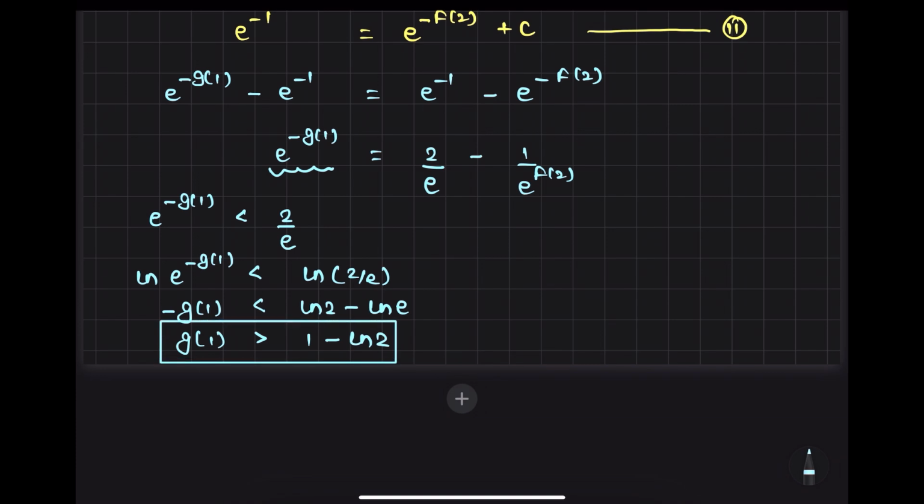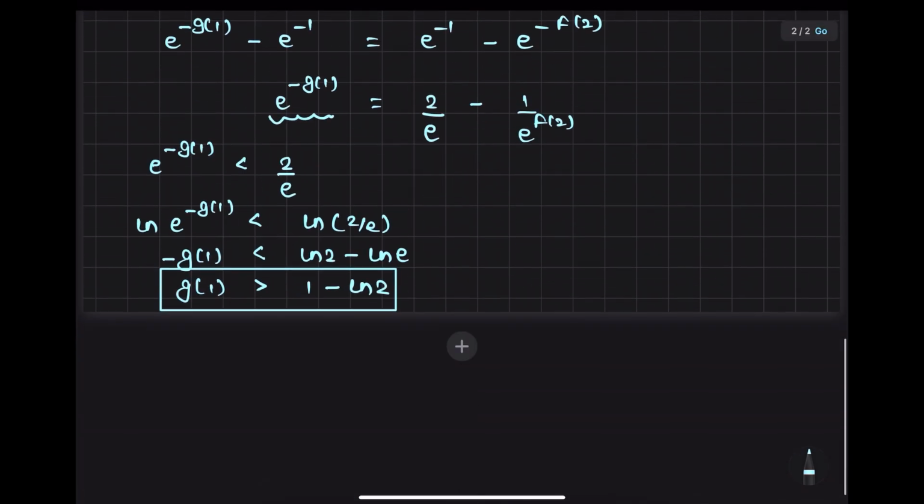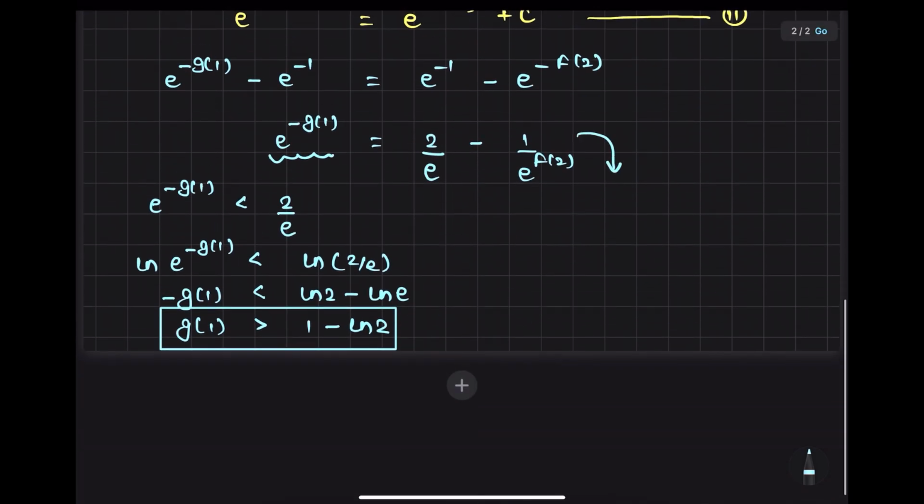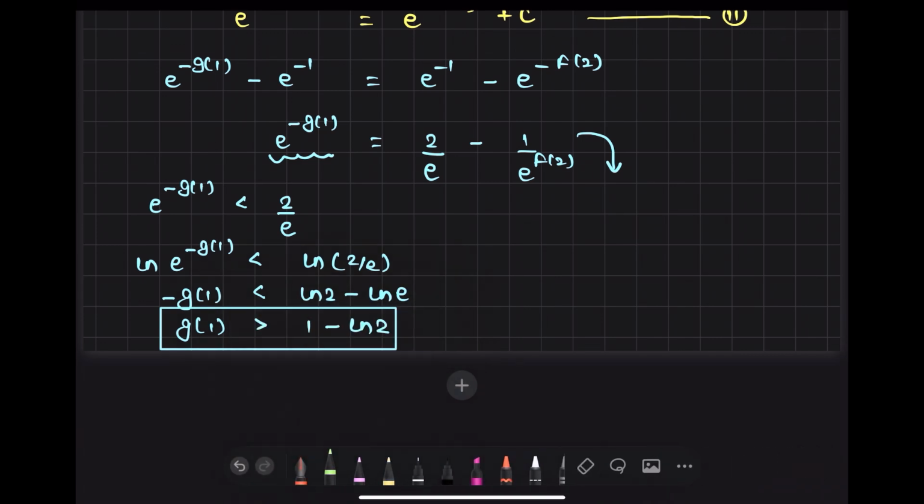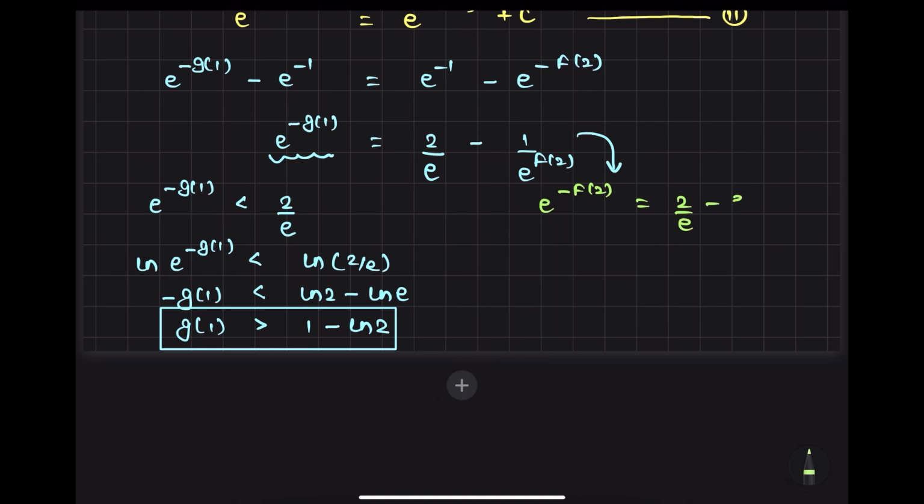And the same thing you will apply for finding f of 2. It means I will proceed with this component again. If I have to find out g of 1, I'll write g of 1 on the right hand side, remaining things on the other side. So I'll take this thing to that side and we will apply the same logic. So can I write e power minus of f2 is equal to 2 by e minus e power minus g1.